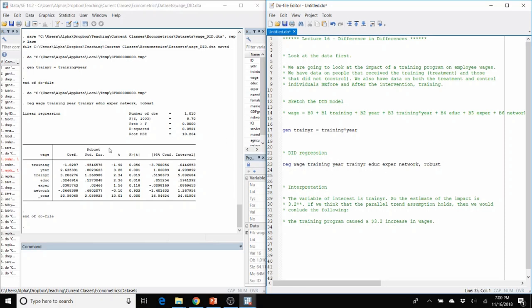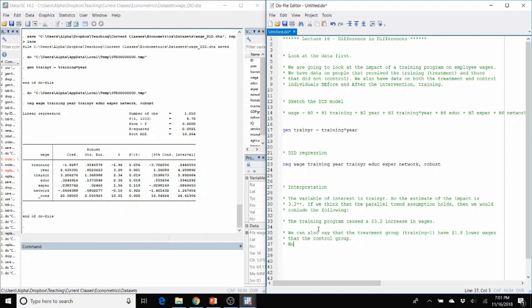Now, you might be interested in these other coefficients, the coefficient on training and the coefficient on year. So what can we learn from this? This training term is no longer the effect of training. It's telling you the difference between the treatment group and the control group. So we can say that the treatment group, those who receive the training, so training equals one, has 1.8 lower wages than the control group.